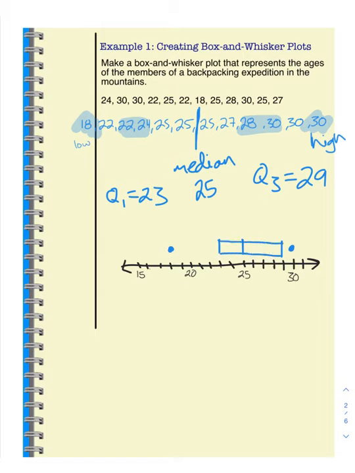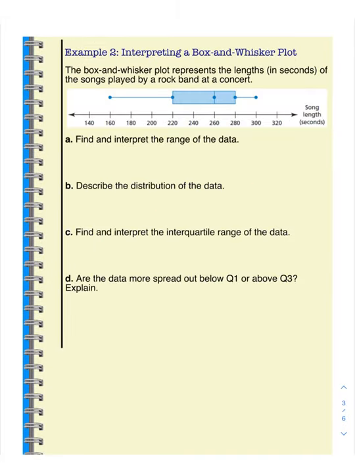So I like to use a dot to mark the lowest and highest points, and then lines to mark the quartiles and the median, so that from there you can just connect them with lines to make your box and whisker plot. Alright, example 2 is to interpret the box and whisker plot.